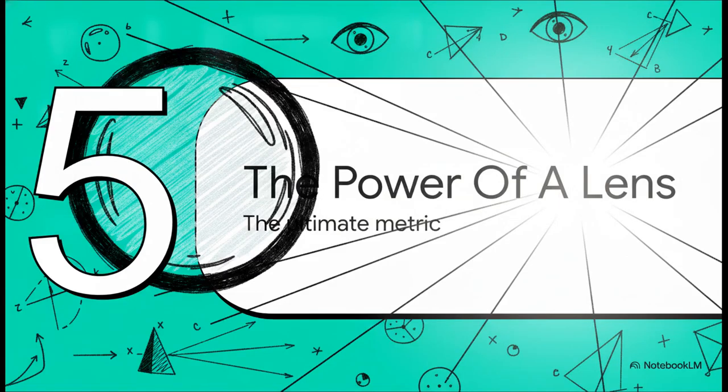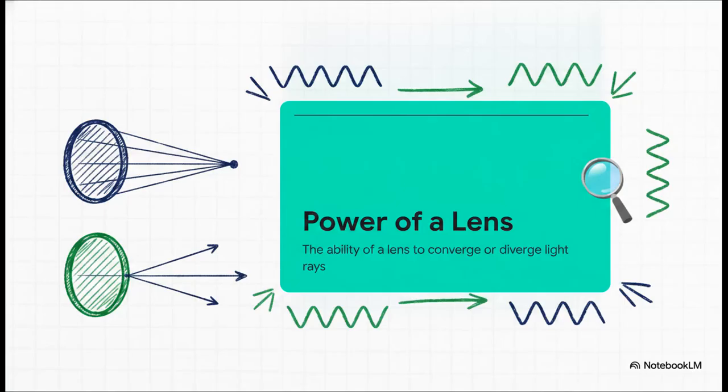Now for the grand finale, Section 5, the power of a lens. This is where we pull all of these physical properties together into a single, highly useful metric. We've talked about refraction, optical density, lens shapes, and focal lengths. But an optician ultimately needs to communicate the true strength of a lens in a single actionable number. This is called the power of a lens. It's quite simply defined as the ability of a lens to converge or diverge light rays.